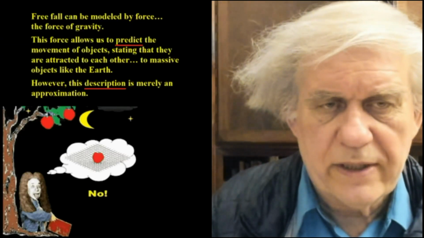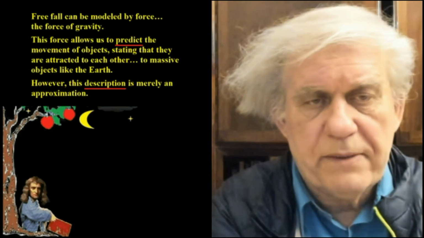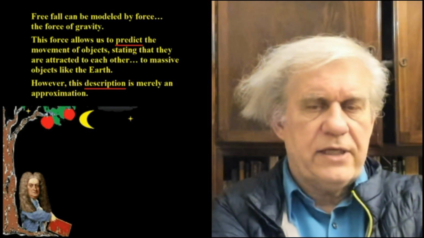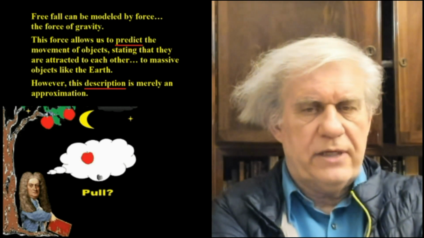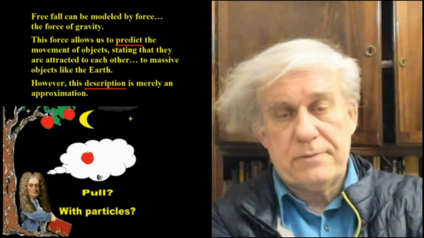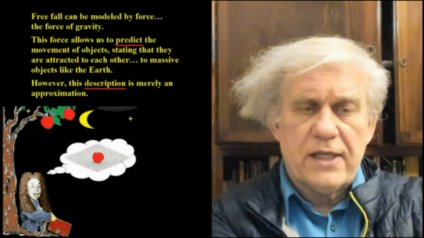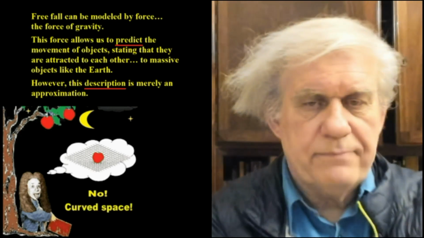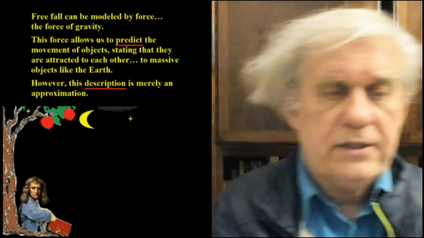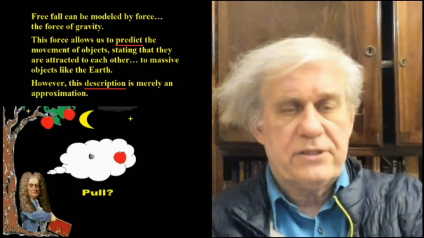Okay, this fellow, you go in there, and this is what he says. He first goes through Newton, he covers that base. He says, free fall can be modeled by force, the force of gravity. He's referring to Newtonian force, in this case not force equals mass times acceleration. He's really referring to force equals the gravitational constant G, times mass divided by distance squared. That's what he's referring to when he says force, okay? This force allows us to predict the movement of objects, stating that they are attracted to each other, two massive objects like the Earth. However, this description is merely an approximation.